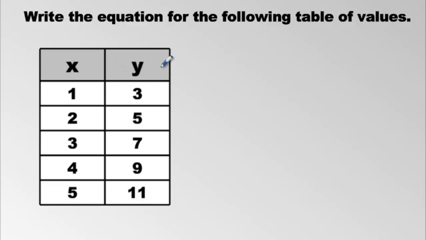Now let's use a table of values to create an equation. First, we need to find the relationship between these numbers. Let's find the pattern. Do you see anything here between the 1 and the 3? Well, we could change a 1 into a 3. We could add 2, right? 1 plus 2 is 3.